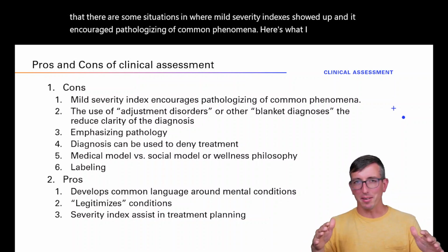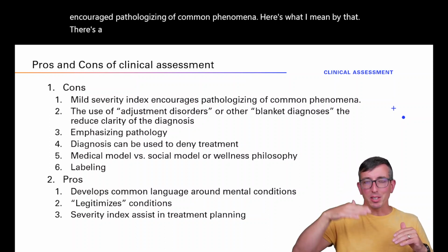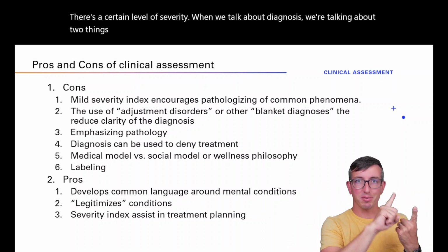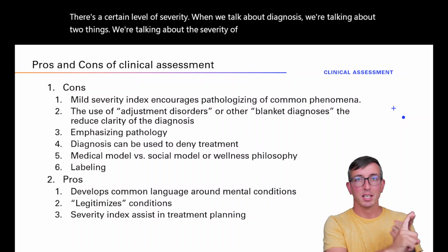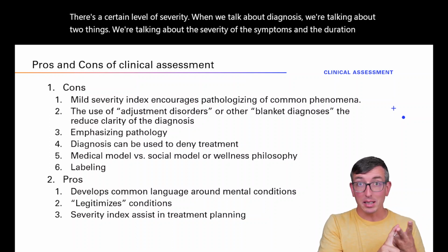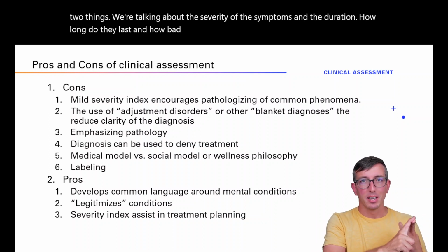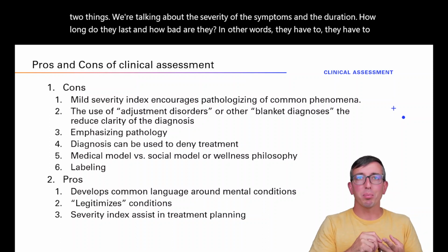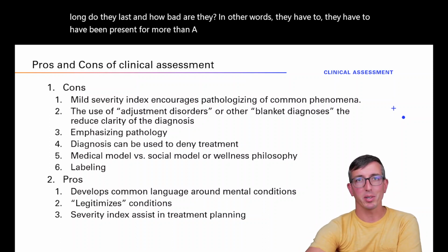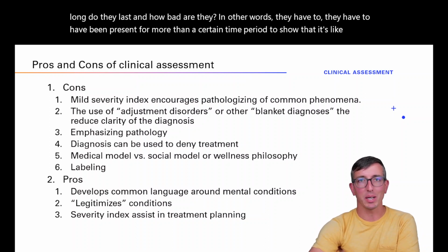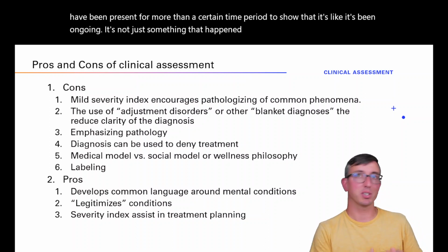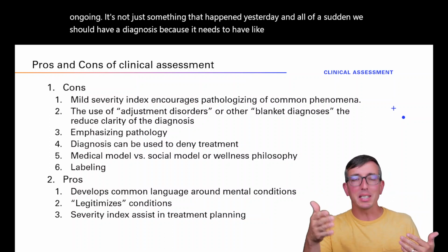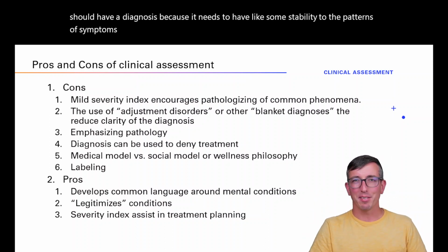Here's what I mean by that. There's a certain level of severity. When we talk about diagnosis, we're talking about two things: the severity of the symptoms and the duration. How long do they last, and how bad are they? In other words, they have to have been present for more than a certain time period to show that it's been ongoing. It's not just something that happened yesterday and all of a sudden we should have a diagnosis, because it needs to have some stability to the patterns of symptoms, if that makes sense.